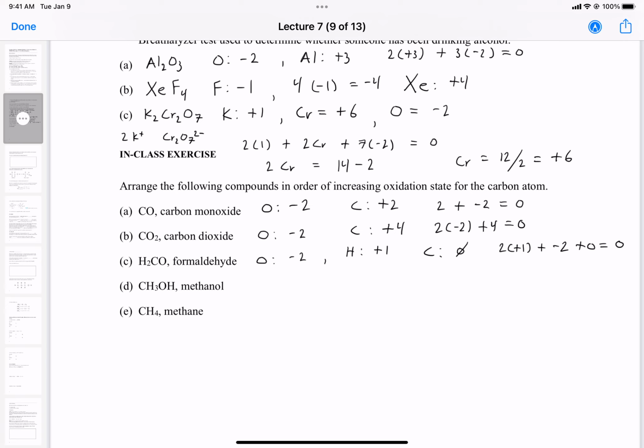Okay? All right, methanol. So oxygen again, -2. Hydrogen, +1. And then carbon. In this case, if we look at the numbers here, we have 4 times +1 plus -2. So that will give us still a +2. So we're going to say plus another -2 equals 0. So carbon should be -2 oxidation state.